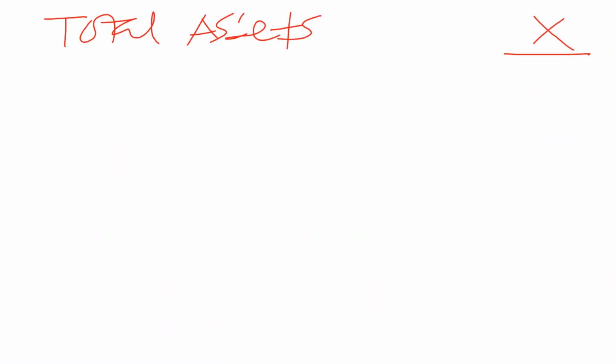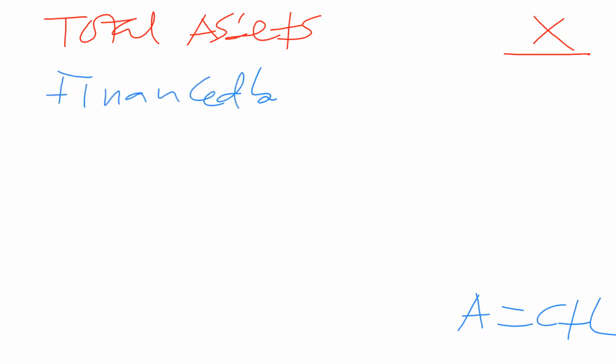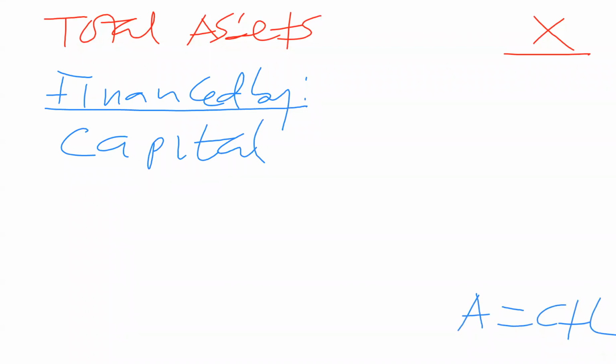Is that clear? Then from there you have capital, since the equation is assets equal capital plus liabilities. So come up with capital now. The capital employed, you can say financed by, if you want. Where do you find capital? The capital is there on the trial balance. Check from the trial balance, there is always capital.